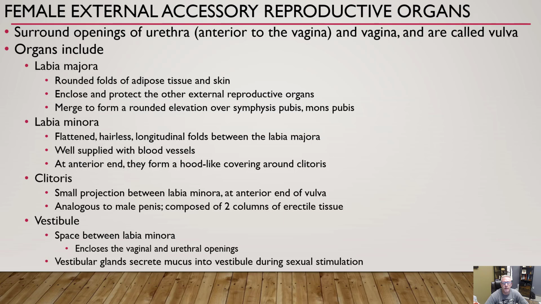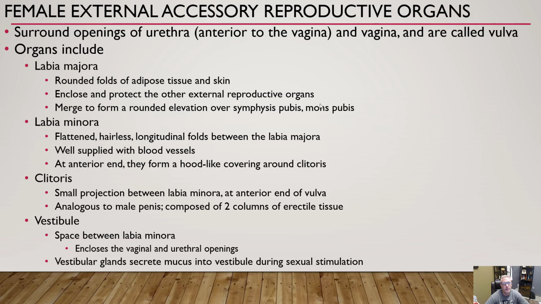Some of your female external accessory reproductive organs surround the openings of the vagina and urethra, and are also called the vulva. The urethra is anterior to the vagina. So collectively, it's the vulva. Some of the organs that are included are the labia majora, the labia minora, the clitoris, and the vestibule.